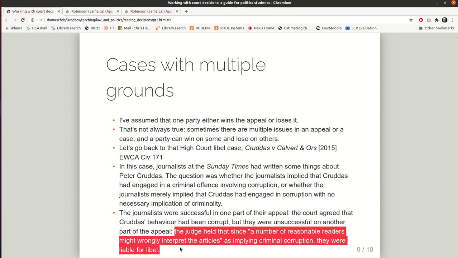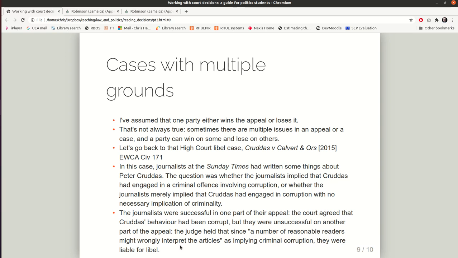However, the court also found that a number of reasonable readers might wrongly interpret the articles as implying also criminal corruption, which was not the case. Cruddas hadn't committed criminal corruption. And so because of that, although the journalists were successful in one part of their case, they were ultimately liable for libel.